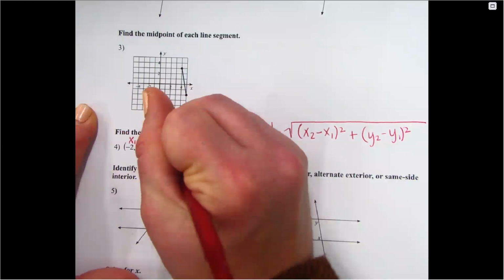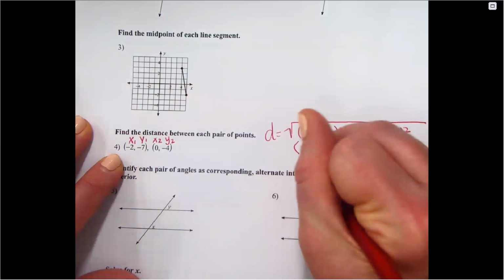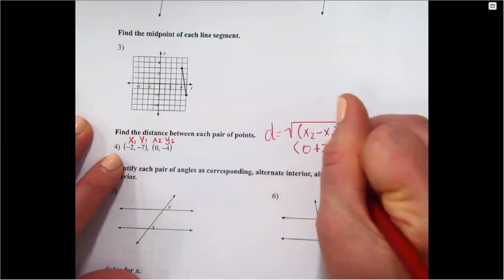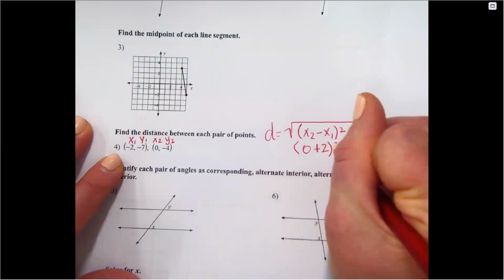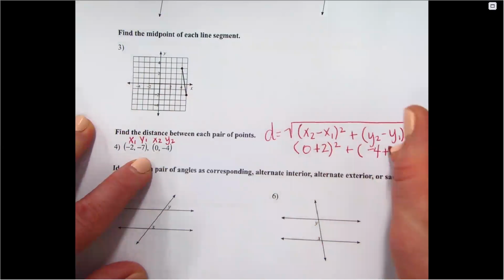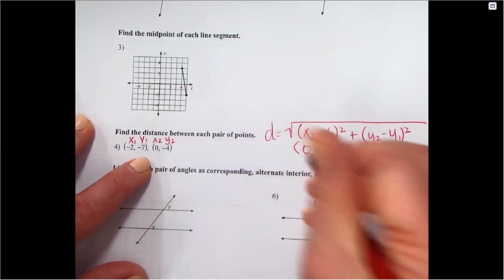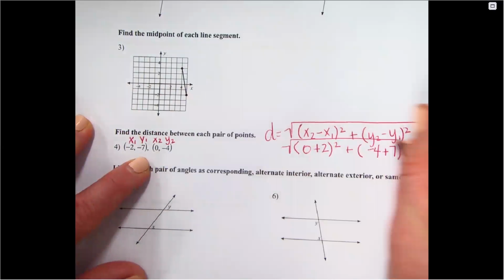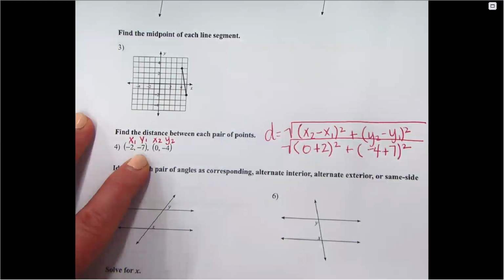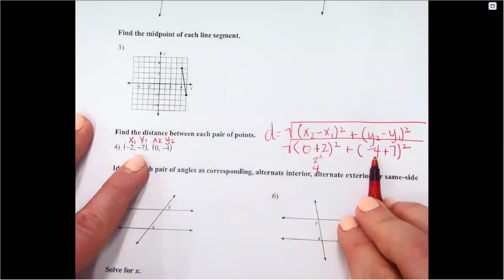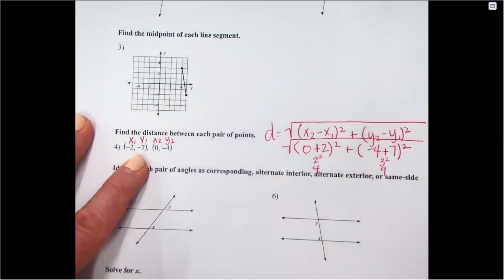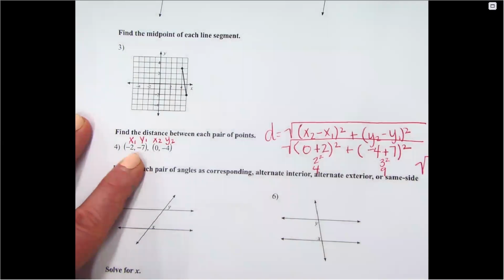So you've got 0 minus -2, which would be +2. And -4 minus -7, which would be +7. All that's still underneath the radical. Then you add 0 plus 2, which is 2. 2 squared is 4. -4 plus 7 is 3. 3 squared is 9. So underneath my radical, I have 4 plus 9. 4 plus 9 is 13.